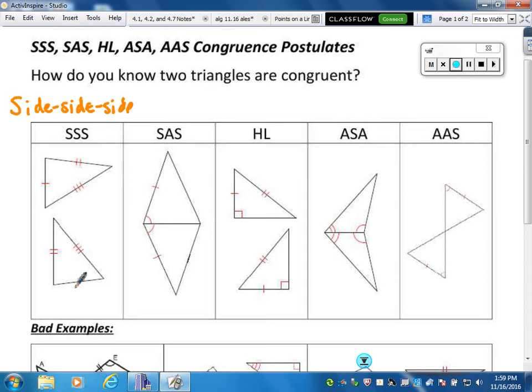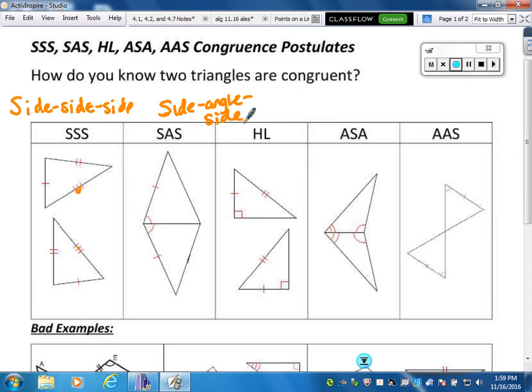So this one to this one, this one to this one, this one to this one. So side, side, side, side, side, side. So those two triangles are congruent. Another way you can prove that two triangles are congruent is side, angle, side. So SAS. So side, angle, side.